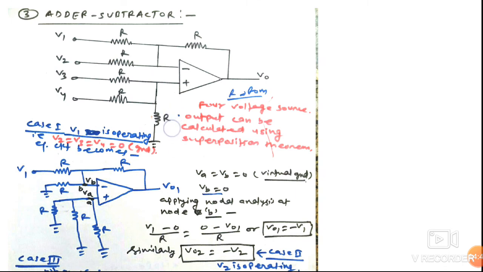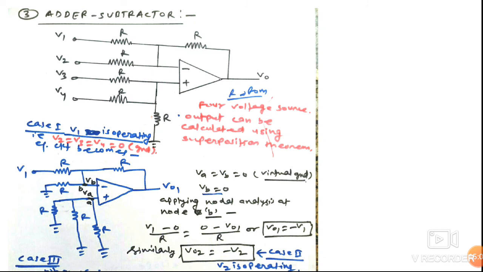This is R resistor, this was the offset minimizing resistor. So to calculate V0, again we have to apply the superposition theorem, that is, we have to take the algebraic sum of all the sources operating one at a time and killing the rest of all the sources.